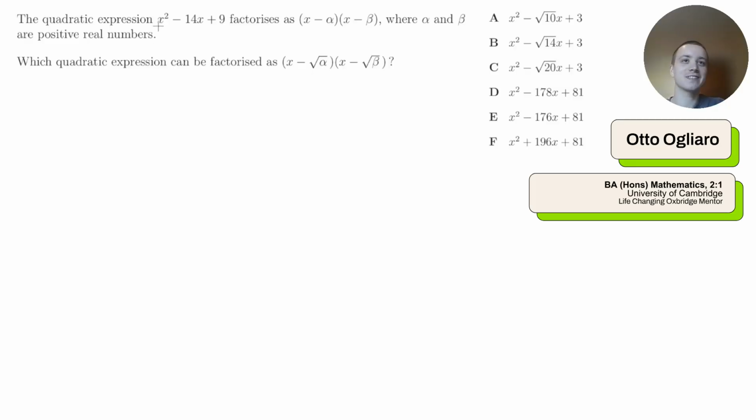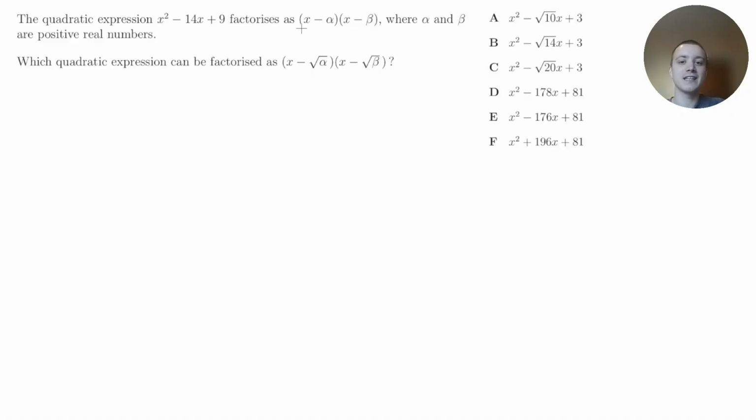We're given this quadratic expression x squared minus 14x plus 9, and we're given its factorization, x minus alpha times x minus beta. So alpha and beta are the roots. And now we're asked to find explicitly x minus the square root of alpha times x minus the square root of beta. So you can see we have some quadratics here, and we're asked to figure out which one of them corresponds to this factorization.